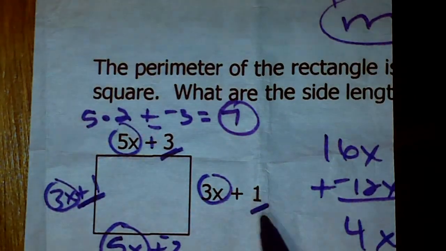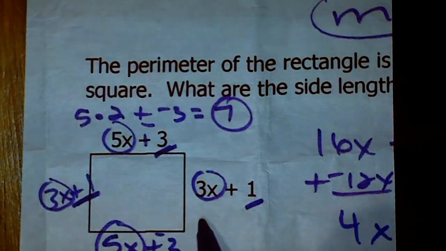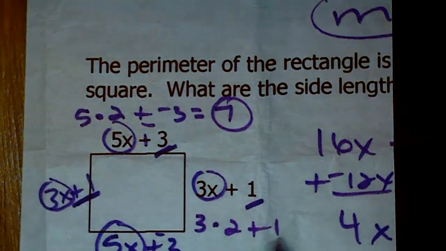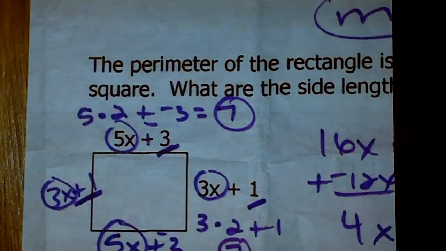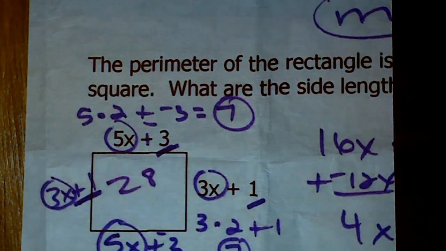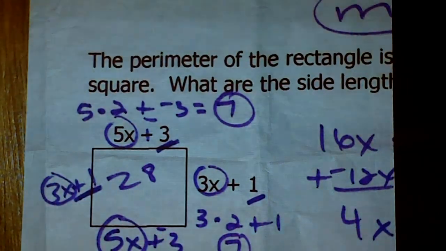And here I have a 3x plus 1. Well, it's a square, right? So this better be 7. We'll test it just in case. 3 times 2 plus 1, whew, thank goodness, it's 7. So the perimeter of this would be 7, 14, 21, 28. I'm going to write that down. Make sure that one of the perimeters equals the other.